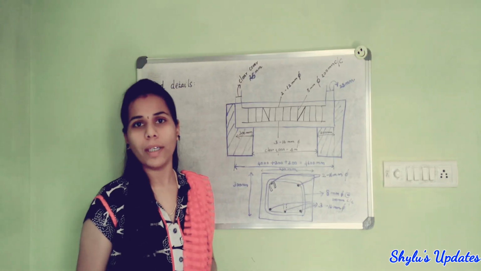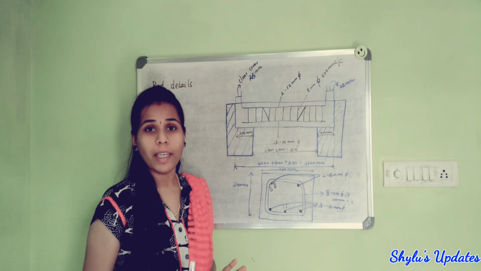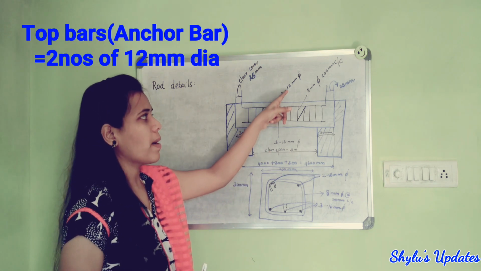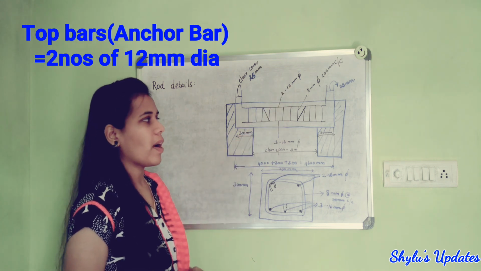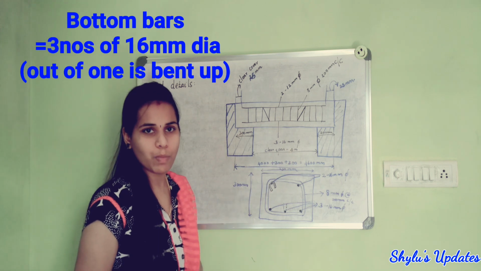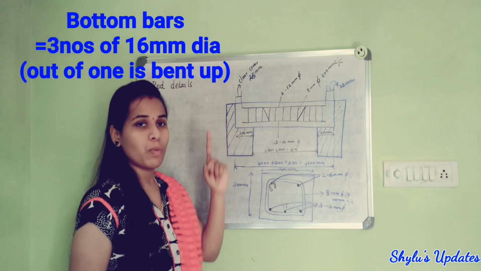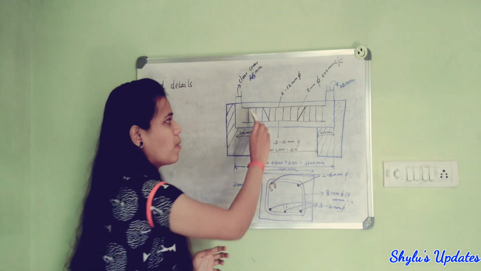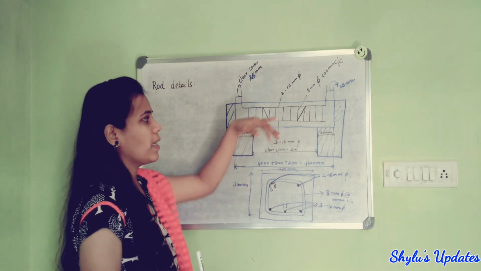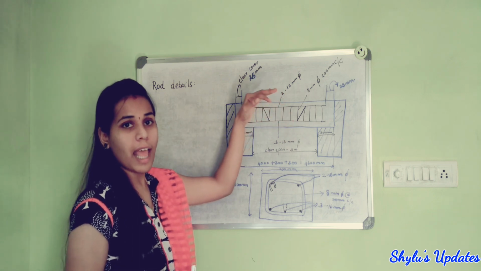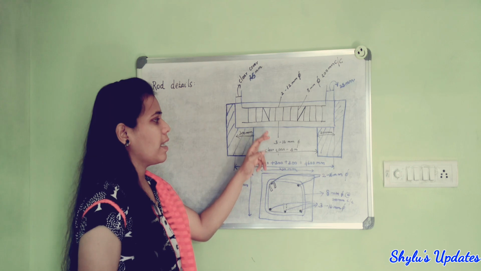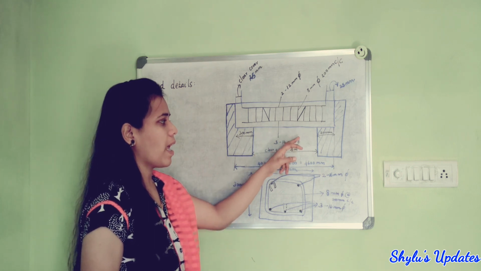You can see the rod details very clearly in this diagram itself. In the top, two numbers of 12 mm dia rod are provided, and in the bottom, three numbers of 16 mm dia bar are provided. Of these three, one bar is a bent-up bar, which is also 16 mm dia. The top bar is also called the anchor bar.